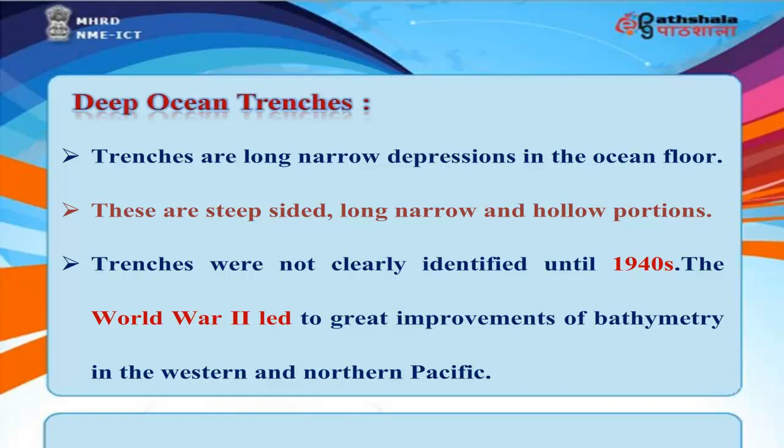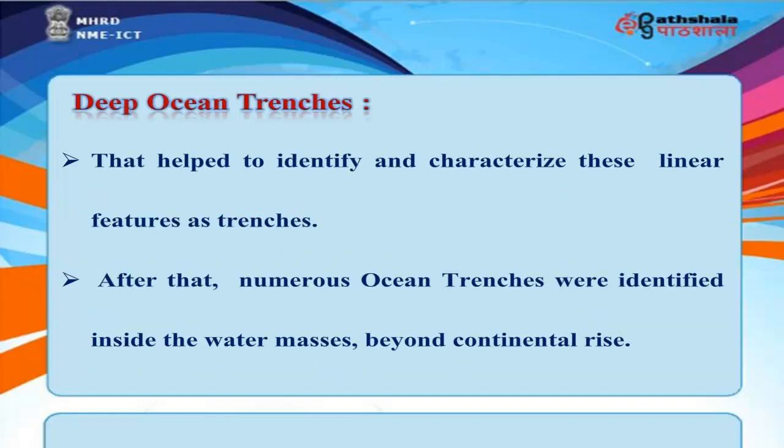Deep ocean trenches. Trenches are long, narrow depressions in the ocean floor. These are steep-sided, long, narrow, and hollow portions. Trenches were not clearly identified until the 1940s. World War II led to great improvements of bathymetry in the western and northern Pacific. That helped to identify and characterize these linear features as trenches. After that, numerous ocean trenches were identified inside the water masses beyond the continental rise.